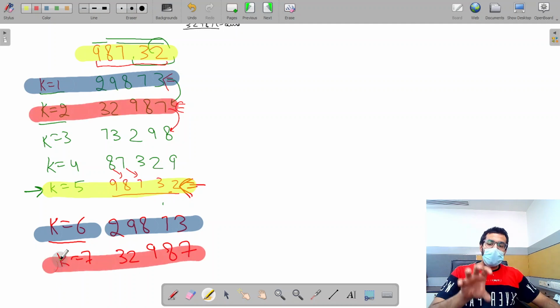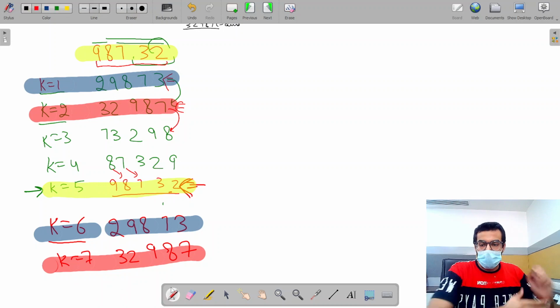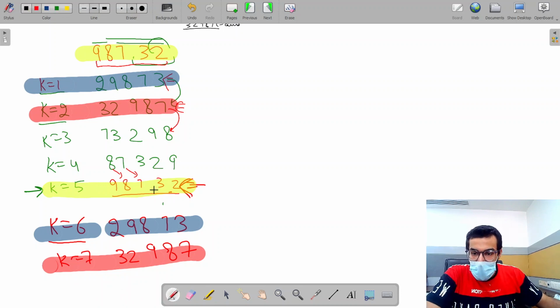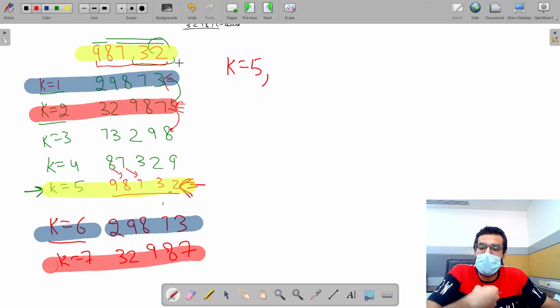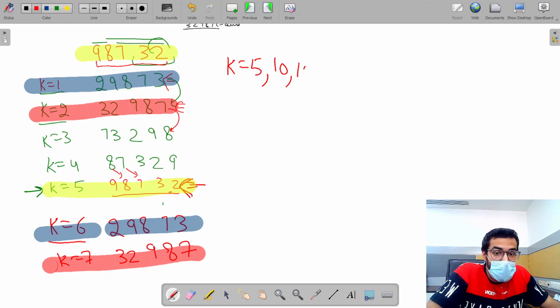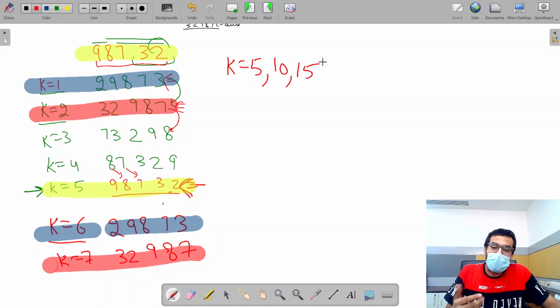Can I observe something from here? Take some observation: for every value, for k equal to 5, the answer will be the same. The answer will give us back the same original number. For k equal to 10 as well, we will get our original number. For k equal to 15 as well, we will get our original number.